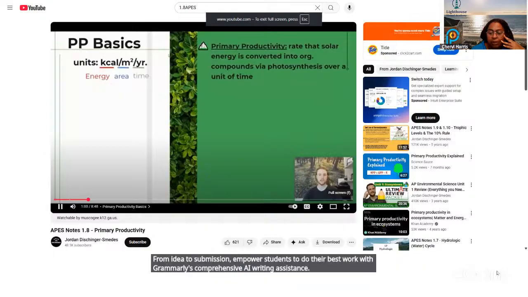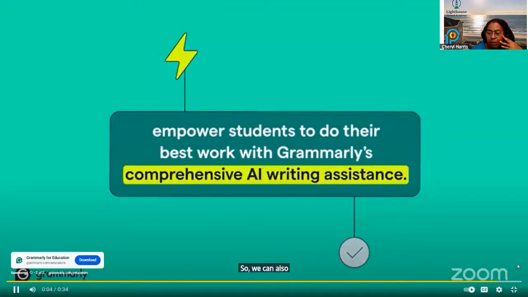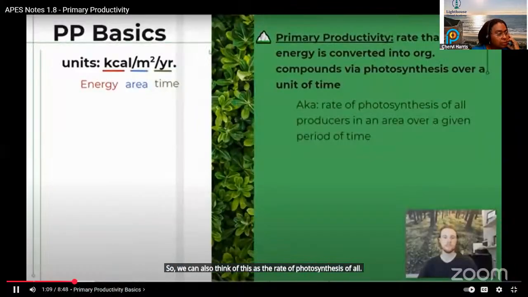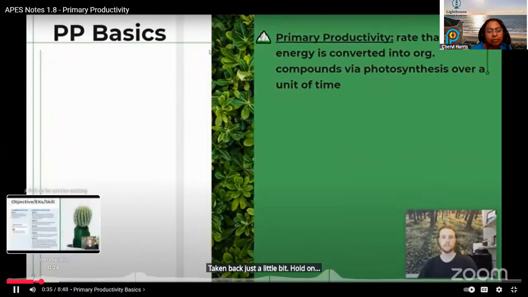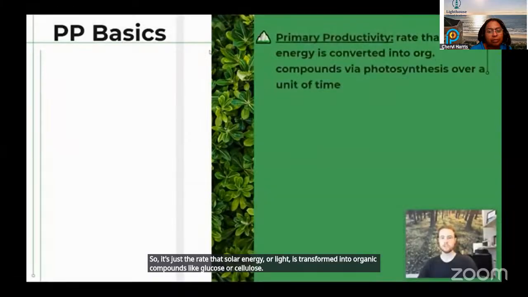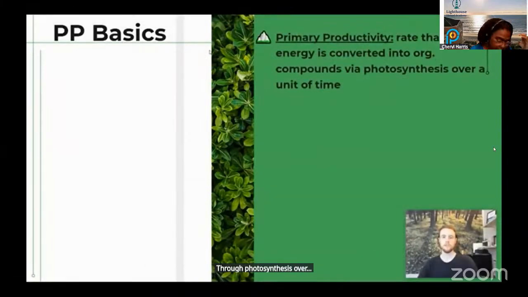And there we go. So we can also think of this as the rate of photosynthesis of all the producers in a given area over a period of time. So we can kind of use the analogy of plants as workers. So think of all the workers in a factory. It's just the rate that solar energy or light is transformed into organic compounds like glucose or cellulose through photosynthesis over a period of time.